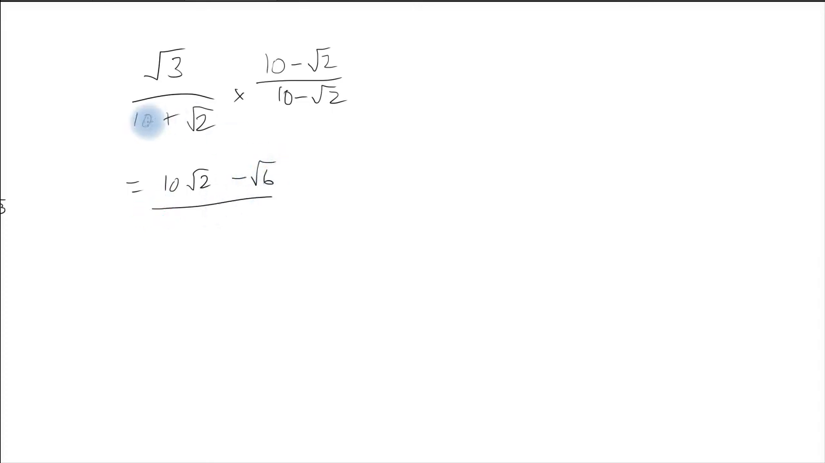Now, if you've looked at the patterns, we're going to get 10 times 10, we're going to get 100. A few things will cancel out and we'll get minus 2. So you can try that yourself by doing the extra steps that I've skipped. So we get 10 root 3 minus root 6 over 98. And there we go, we have finished. The denominator has been rationalized.